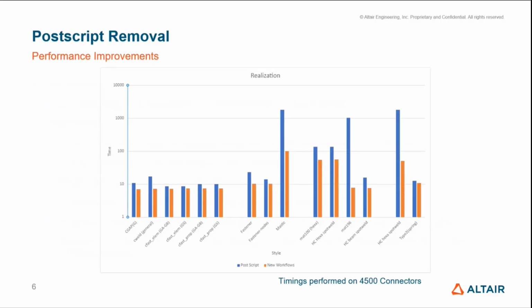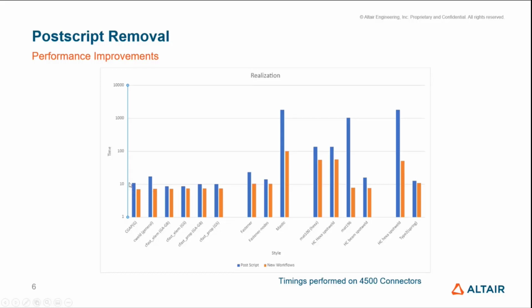So what does this mean for performance? There's been a significant piece of work in the background from a performance point of view. Now, this is a logarithmic scale. This is not a linear scale. So for reference, 100 seconds is about 1.5 minutes. 1,000 seconds is about 16 minutes. So you can see here that for some of these realizations, we've dropped from somewhere around half an hour for 4,500 connectors to a couple of minutes.